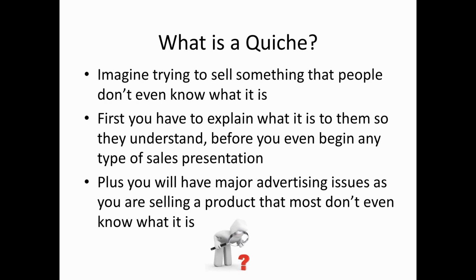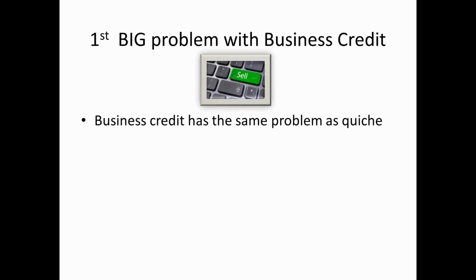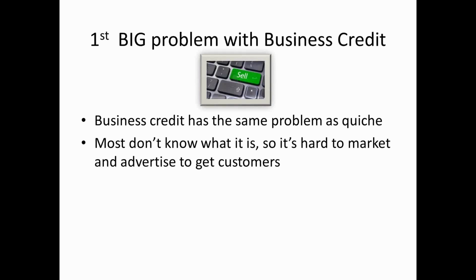First, you have to explain what it is to them so they understand before you can even begin any type of real sales presentation. And then plus, you have major advertising issues because you're selling a product that most people don't even know what it is. Think about it. If you're doing pay-per-click, you go find keyword terms that people are searching online. Well, if you do keyword checks for business credit, you're going to see a very small percentage of people are really looking, because most people don't know what it is. So it's hard to advertise for a product that most people just don't really know.